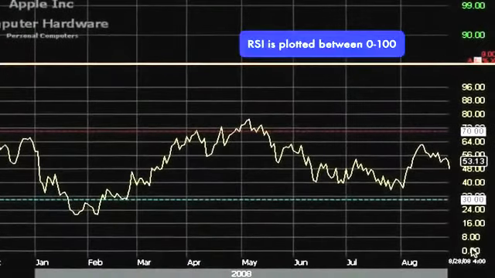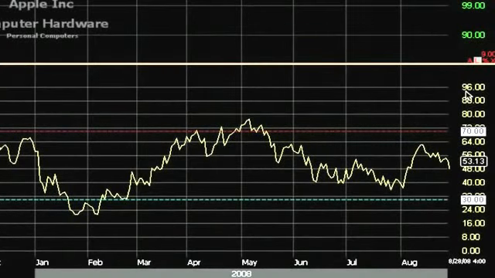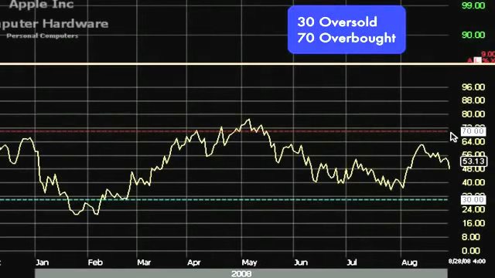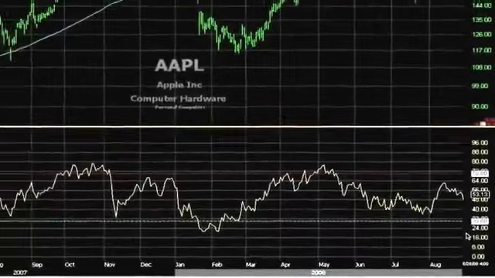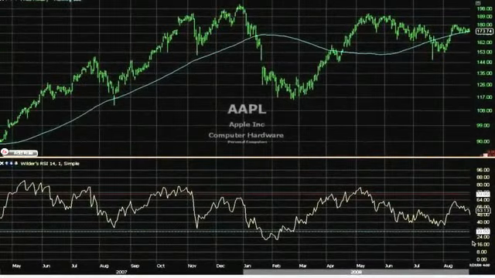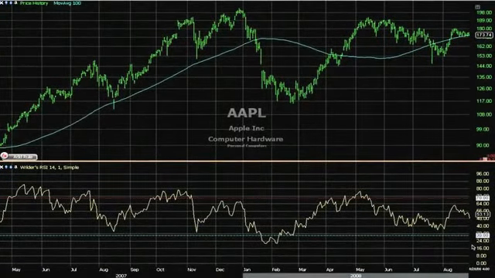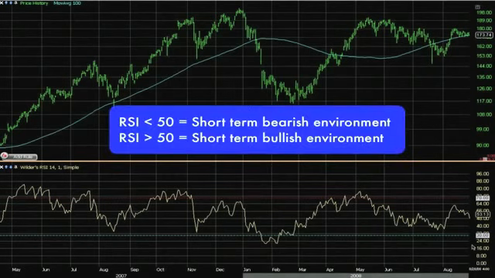RSI is plotted between 0 and 100, where 70 is the overbought level and 30 is the oversold level. I've seen many traders preferring an overbought level at 80 and an oversold level at 20. This is a personal preference. The higher you have your overbought level and the lower you have your oversold level, the fewer trades you will have.